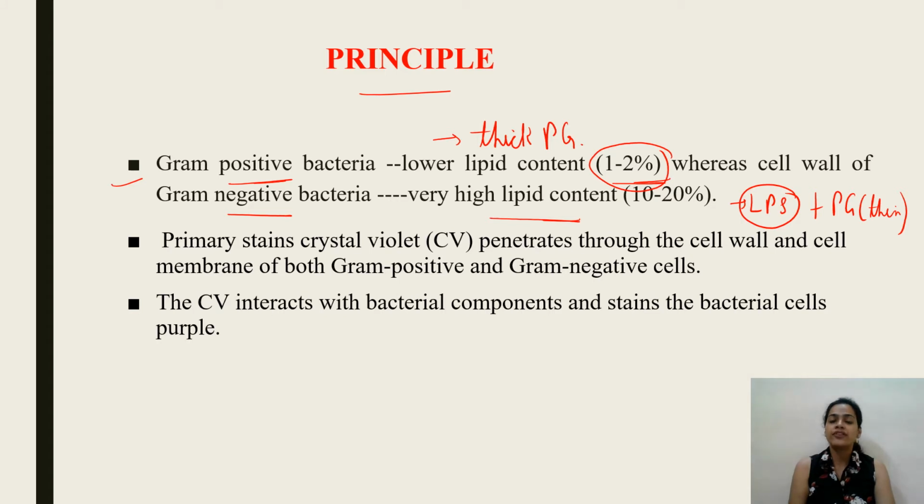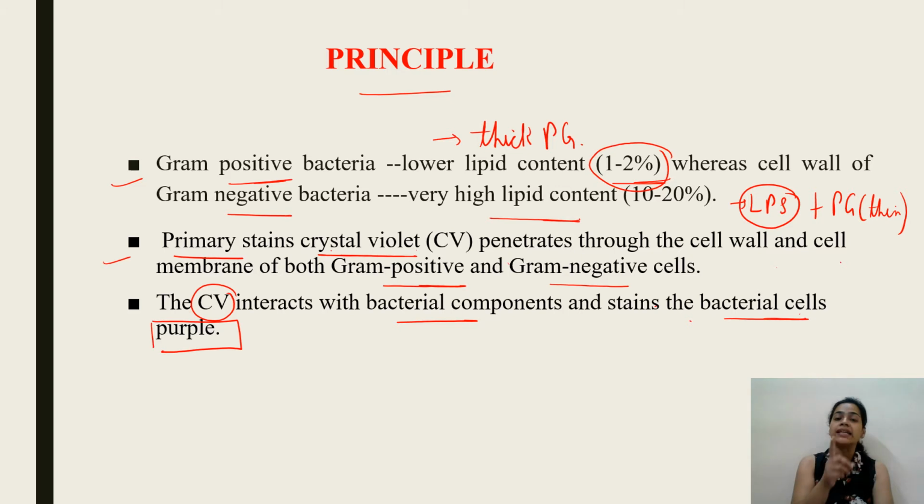So in the very first step, after heat fixing the bacteria on the slide, we add our primary stain, which is the crystal violet. Once we add the crystal violet stain, what happens? It will penetrate through the cell wall and the cell membrane of both the gram-positive and gram-negative bacteria. In both cases, it penetrates the cell wall, reaches the cell membrane, and also the peptidoglycan layer. Now the crystal violet, which can be written as CV, will interact with the bacterial components and stain the bacterial cell purple.